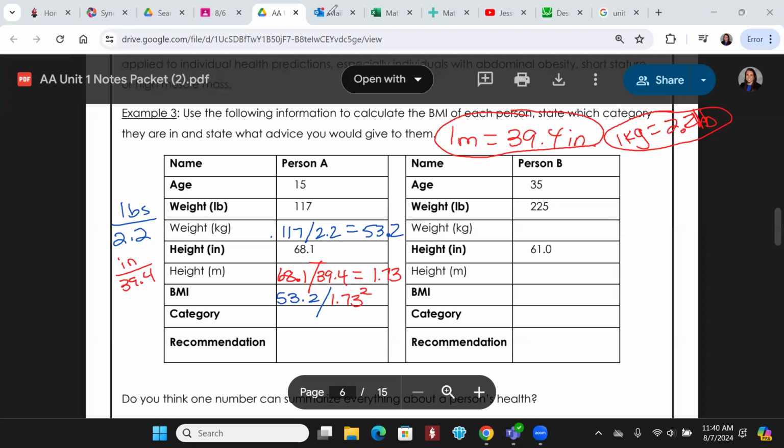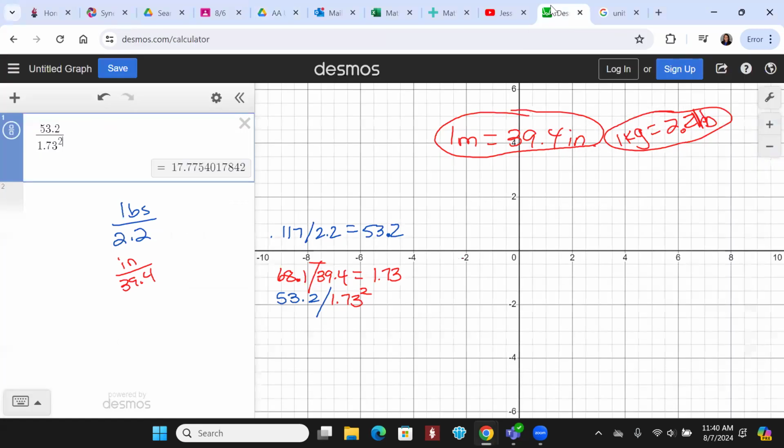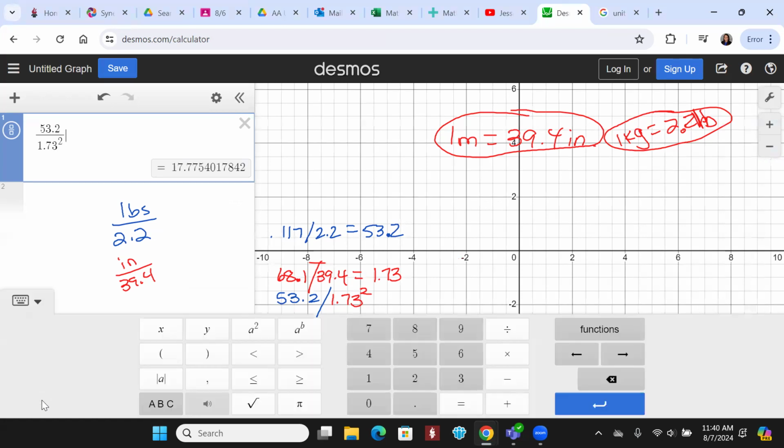Okay, so you're going to want to go into Desmos and type that in. So 53.2 divided by 1.73 squared. So it's going to look like this. The way you get this little squared is you hit shift and then the number 6, or you can come down here to the keyboard and hit this little button that says a raised to the b power.